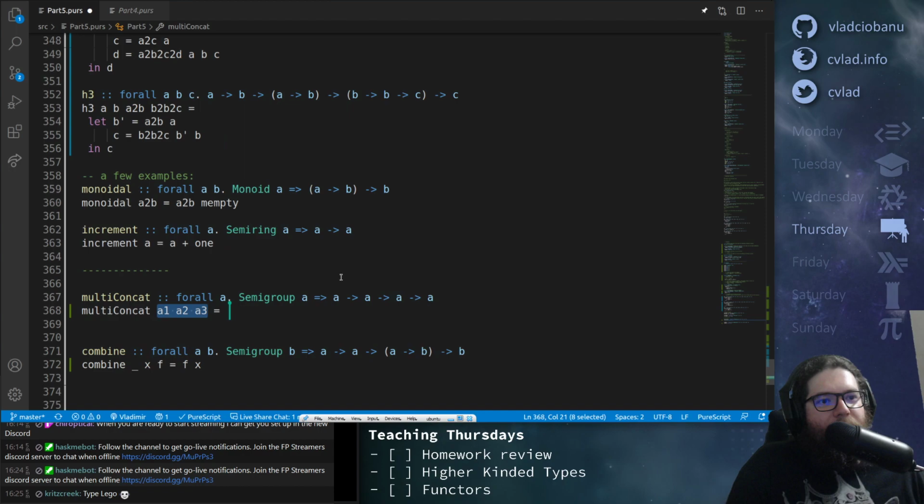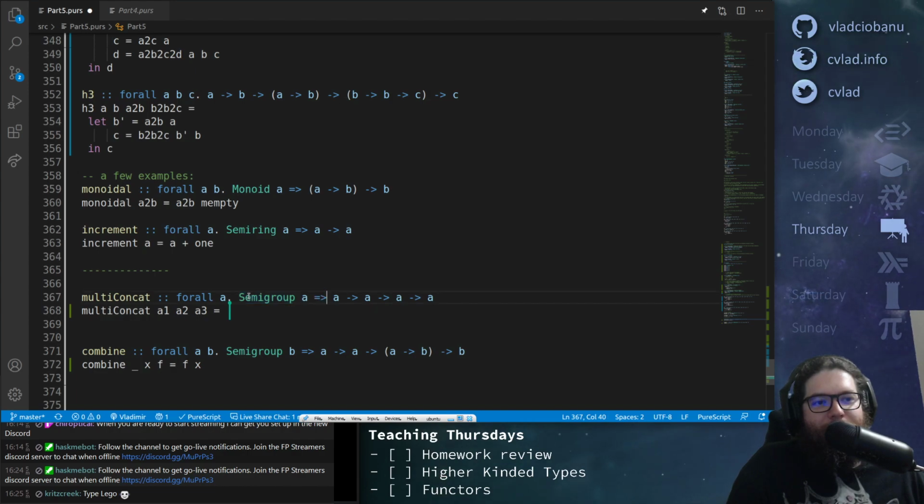Okay, so the question is, do you know what operations it gives, like, what does it mean to have Semigroup here? It means I can apply the append function? Yep, exactly. So what does the append function do?